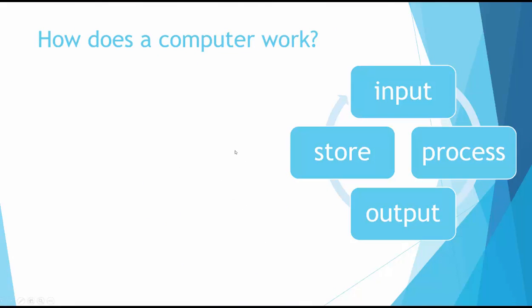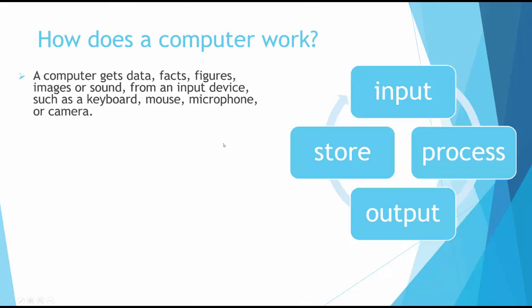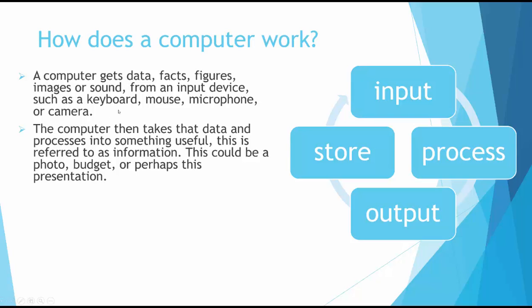How does a computer work? Well, the four processes, input, process, output, and storing, have both hardware and software components. The computer gets data, facts, figures, images, or sound, that's the software portion, from an input device, like a keyboard, mouse, microphone, or camera. That's the hardware part. The computer then takes that data and processes it into something useful. This is referred to as information.